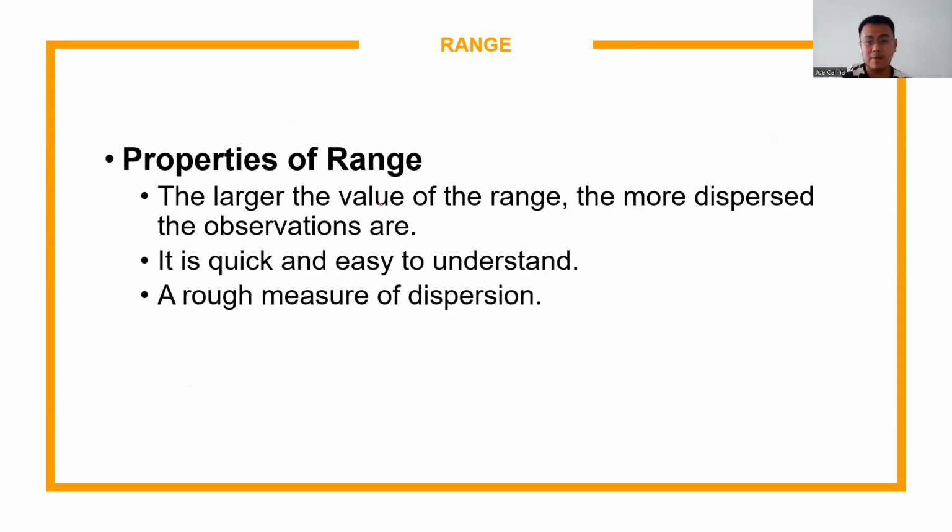So that's the range. And the following are different properties of range. So the larger the value of the range, the more dispersed the observations are. Kaya ng concept kanina, kapag malaki yung range, masyadong dispersed. Kapag maliit yung range, lapit-lapit na. It is easy and quick to understand because you just only subtract the highest to the lowest. Diba? It is a rough measure of dispersion or measure of variability because you're just considering 2 data in the data set, the highest and the lowest. Hindi mo kino-consider yung nasa gitna. Okay?